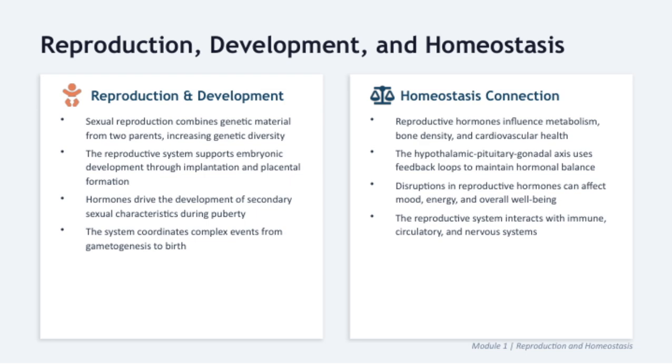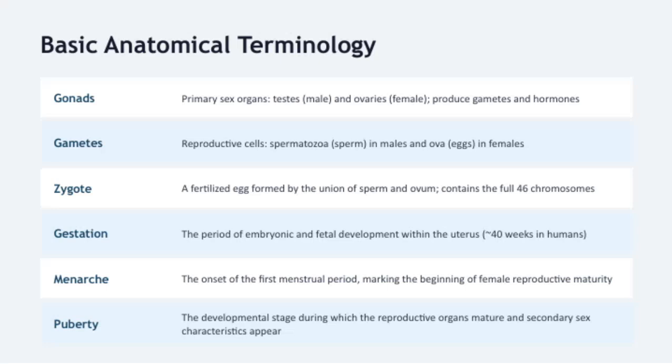All these points tie back to our overall theme. Reproduction and homeostasis are deeply interconnected, ensuring the stability and continuity of life across generations. Now, let's take a closer look at some key terms related to reproductive development.